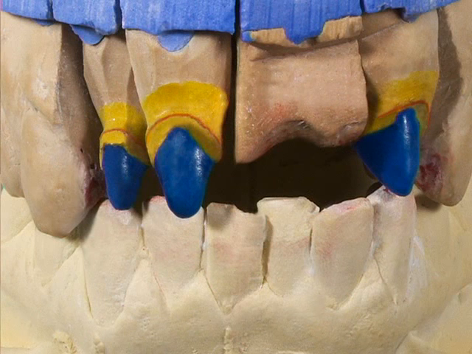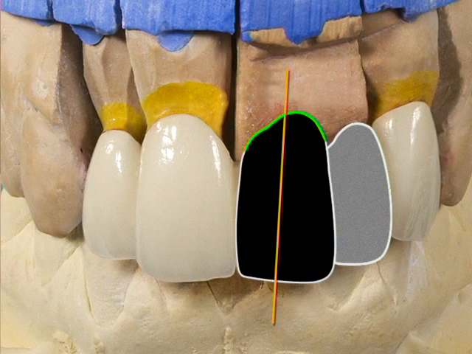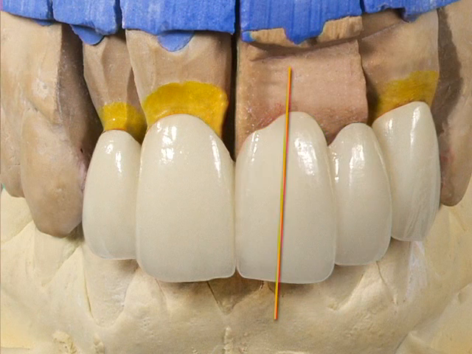To design a pontic, first identify the long axis of the pontic and the crest of the cervical contour. The highest point of the crest should be slightly distal to the long axis of the pontic. This makes the visible portion of the pontic appear to be shorter and medially inclined.